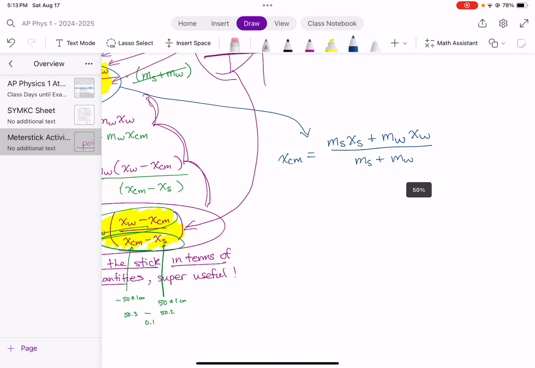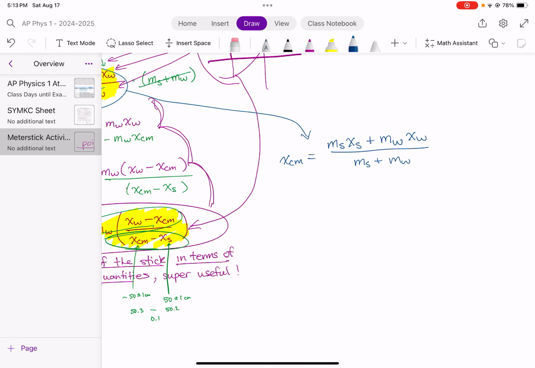Okay. Let me rewrite this in a way that highlights our independent and dependent variable a little bit clearer, because we could write this a different way. The center of mass of the system is our dependent variable. That's kind of like our y. And the position of the weight is the thing that we actually chose, right?